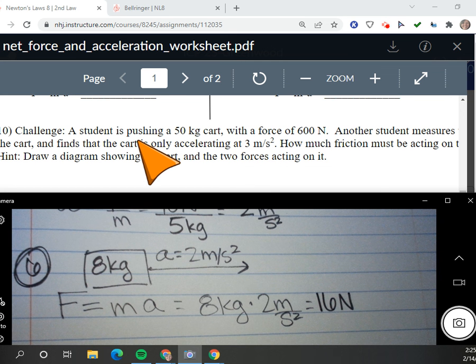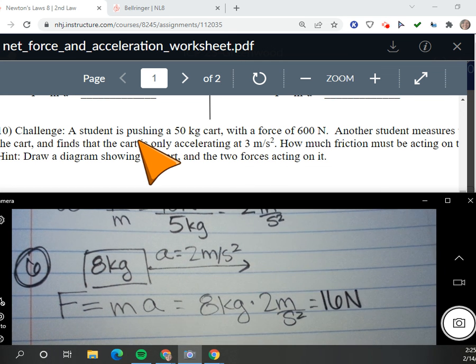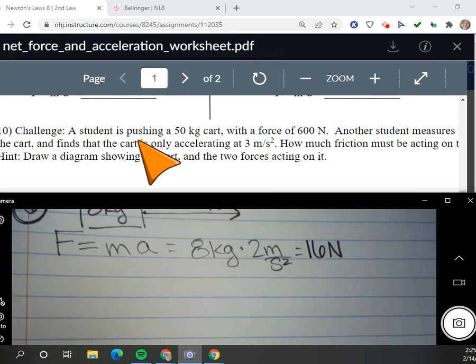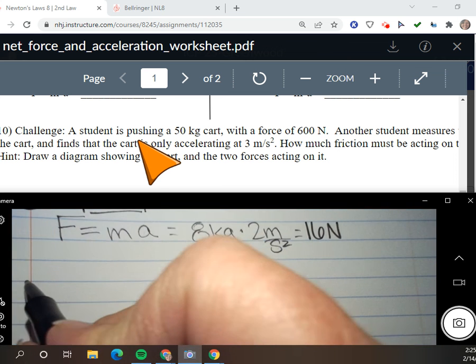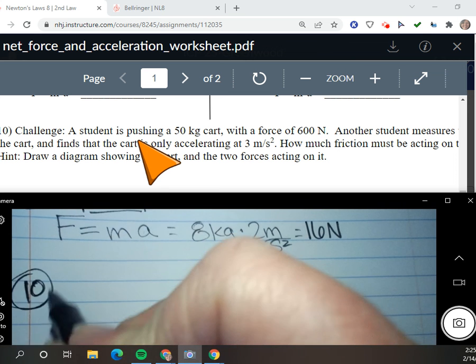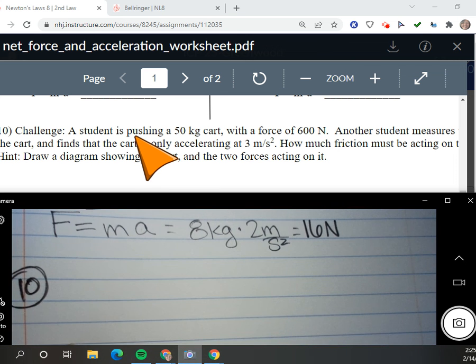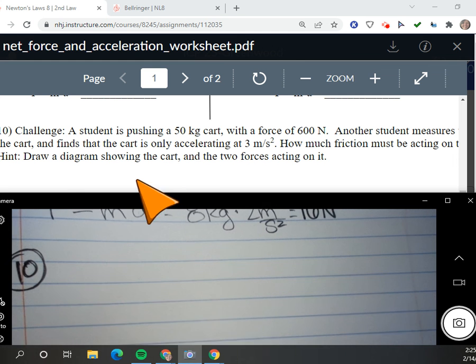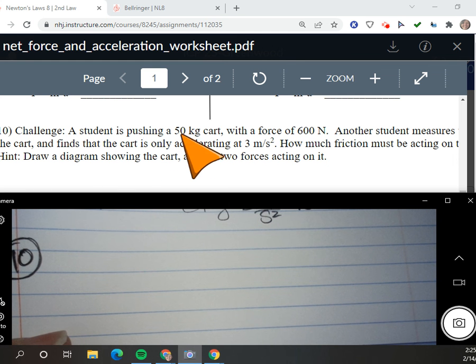Scroll down. I wanted to do this challenge with you, and then I'll tell you what our shortened homework is. So number 10, the challenge. You're going to have to think through a problem like this on the test, so we want to make sure that you understand how to do them. A student is pushing a 50-kilogram cart with a force of 600 newtons. Another student measures the cart and finds the cart is only accelerating at 3 meters per second squared. How much friction must be acting on the cart? Hint, draw a diagram showing the cart and the two forces.